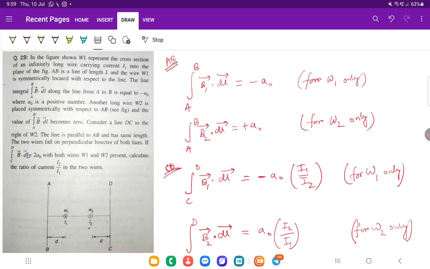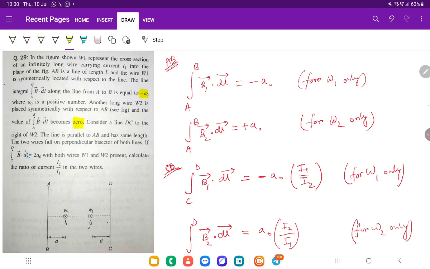In the figure shown, W1 represents the cross section of an infinitely long wire carrying current I1 into the plane of the figure. AB is a line of length L, and wire W1 is symmetrically located with respect to the line. The line integral from A to B of B dot dl is equal to minus A naught. Obviously this is when only the effect of W1 is taken into consideration, where A naught is a positive number. Another long wire W2 is placed symmetrically with respect to AB, and the value of the same line integral becomes 0. So when you take into consideration both W1 and W2, this line integral turns out to be 0.